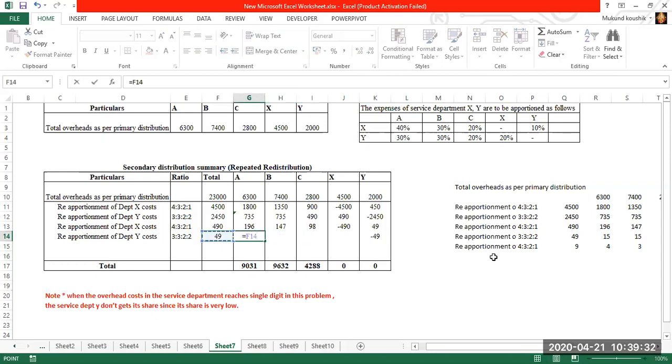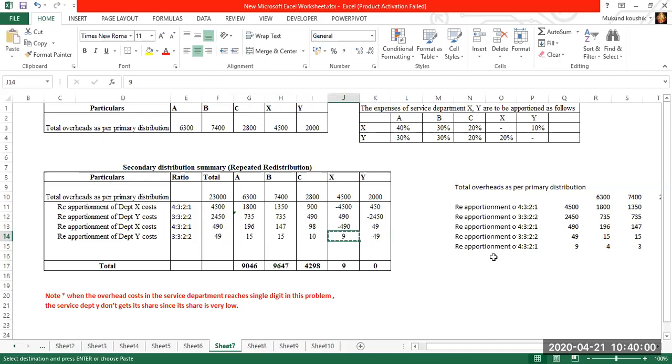For department A it will be 49 into 3 by 10. 14.7 we will make it 15. So here also it will become 15. Then again here it will be 49 into 2 by 10. We'll make it 10. And here it will be 9. So here also it would be 10 actually, but since the total should match 49, we are taking one amount lesser in the service department.